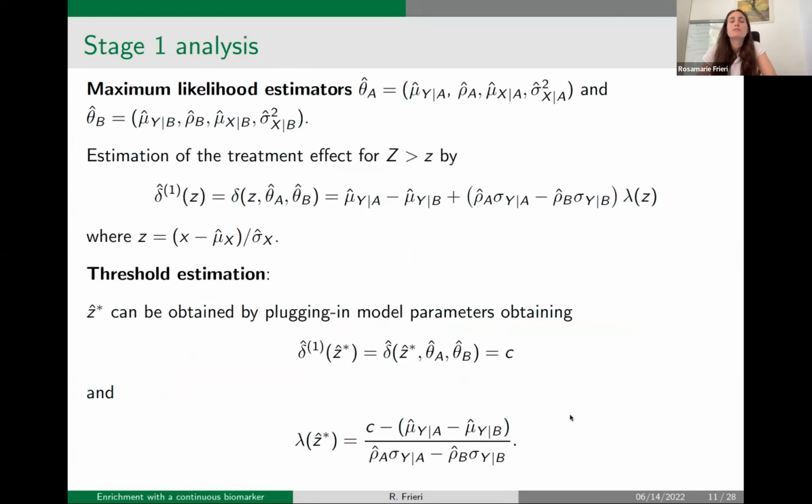Once we perform stage 1, we can analyze data and compute the maximum likelihood estimators, theta hat A and theta hat B. Then the threshold can be estimated by simply plugging in model parameters in the formula for the threshold. So hat Z star is defined as the value such that lambda of hat Z star is equal to this ratio.